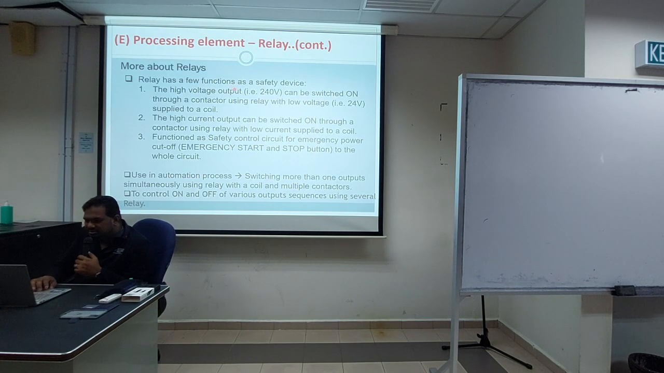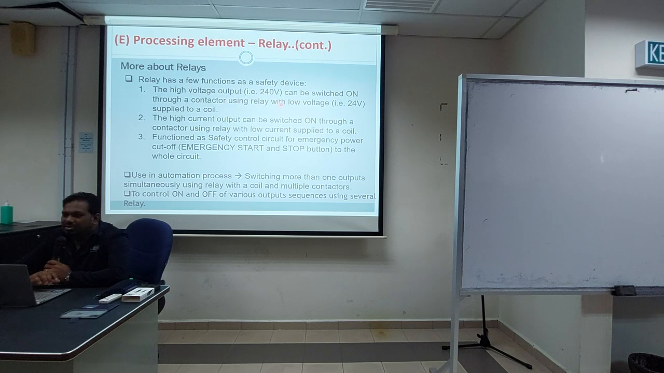Okay, relay has few function. So as safety device, high voltage output 240 volt can be switched on through a contactor using relay with low voltage. So meaning, so dalam relay, so you can use 24 volt which is much lower to control 240 volt. So because it can control high voltage, dia boleh gunakan sebagai safety device. So if anything happen, your coil blow, so you takkan ada any fire incident or what lah. So it can be a safety device.